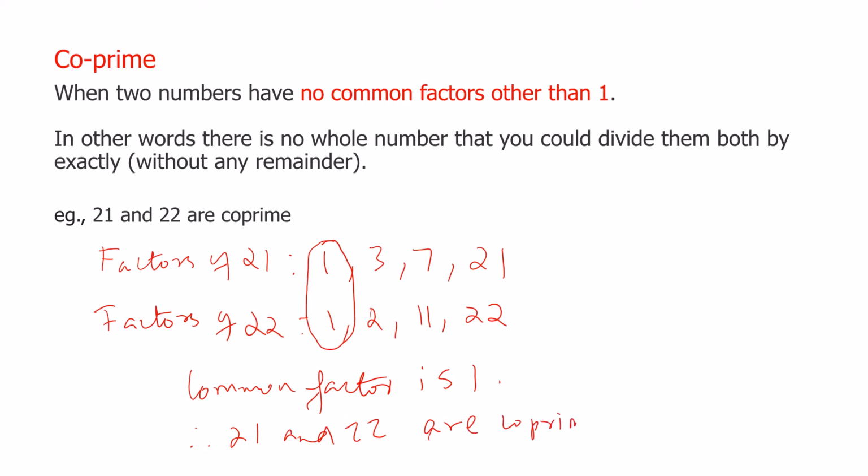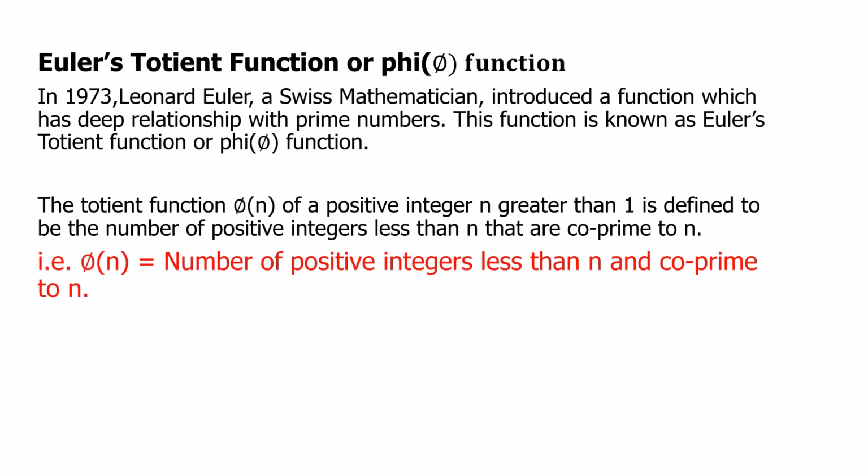All these are the basic terms, since before going to the main topic, we have to be thorough with these topics. Now we reach the main topic, that is Euler's Totient function or Phi function. It was introduced by the Swiss mathematician Leonhard Euler, and it has a deep relationship with prime numbers. Let's see how it works.